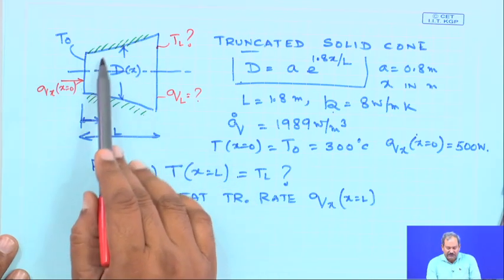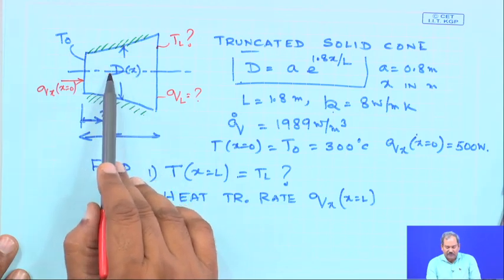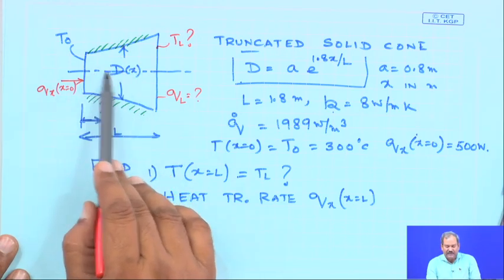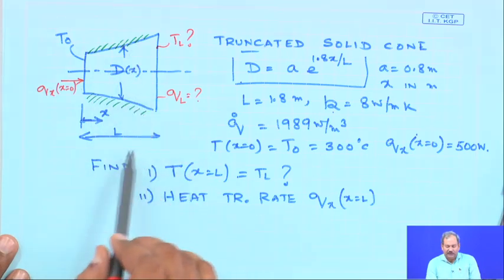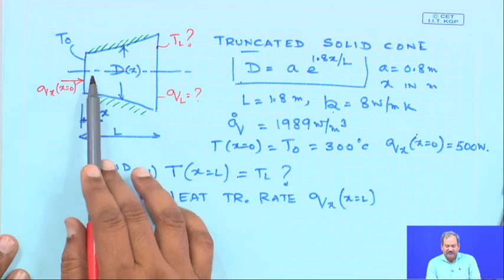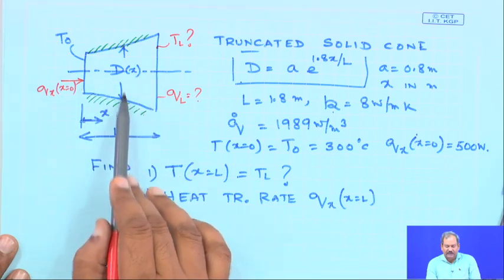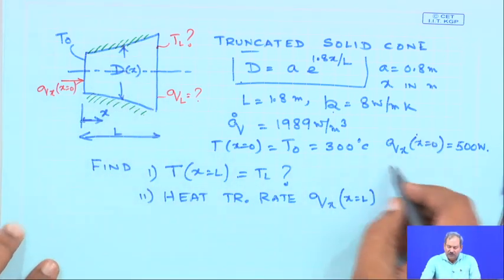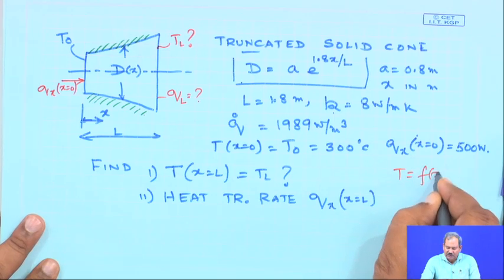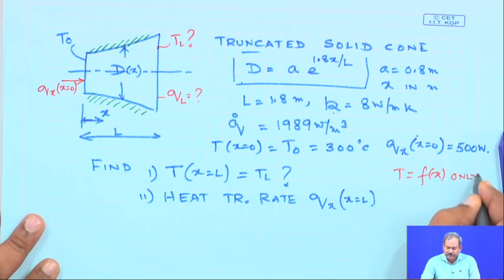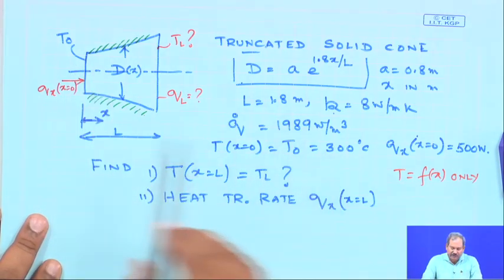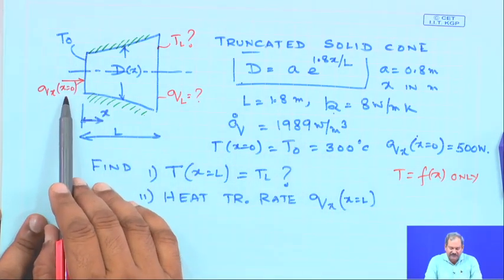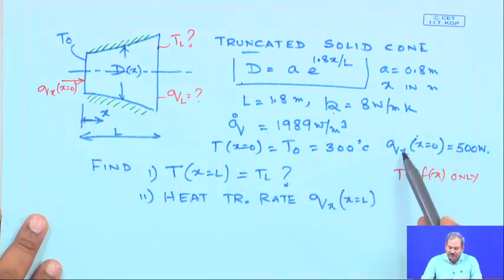So, whatever heat is generated has to travel in the axial direction only. There is no radial flow of heat, and we will assume that T is a function only of x, not a function of r. The temperature at this end is given as 300, and the heat that enters at x equals 0 is 500 watt.